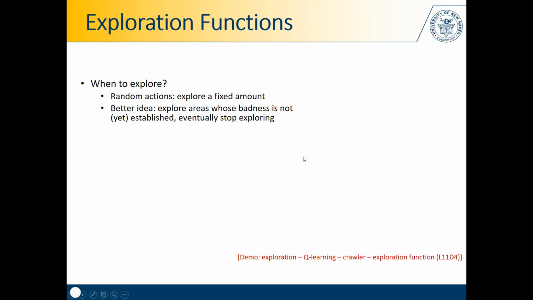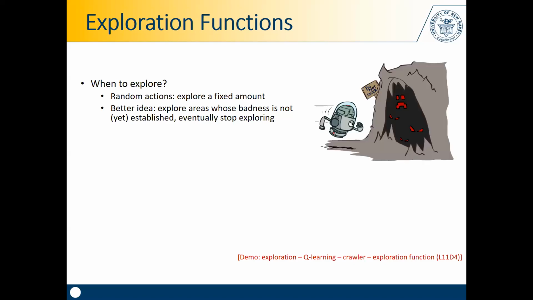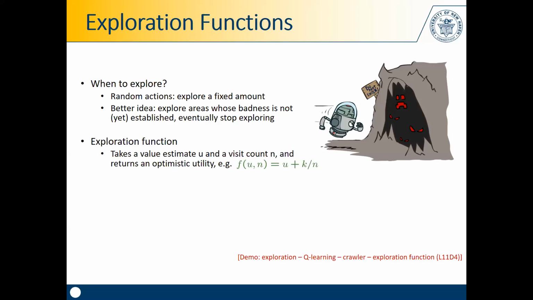Our question here is, when should we explore? Remember the random actions mechanism, the epsilon greedy mechanism. The idea was to explore a fixed amount. A better idea is to explore areas whose badness or goodness is not yet established and eventually stop exploring. In other words, explore areas which are less frequently randomly stumbled upon. This is a lot like dangerous optimism, but it's a type of optimism that enables this approach. So we have to adopt some form of optimism here.